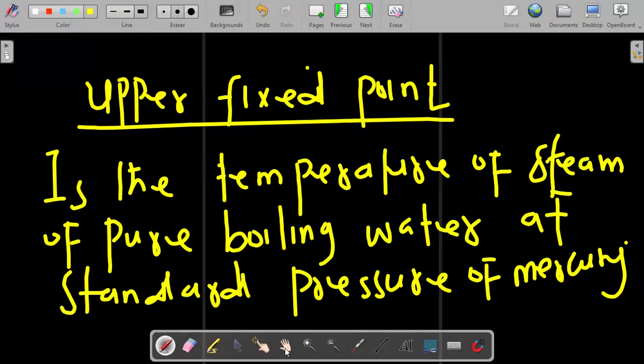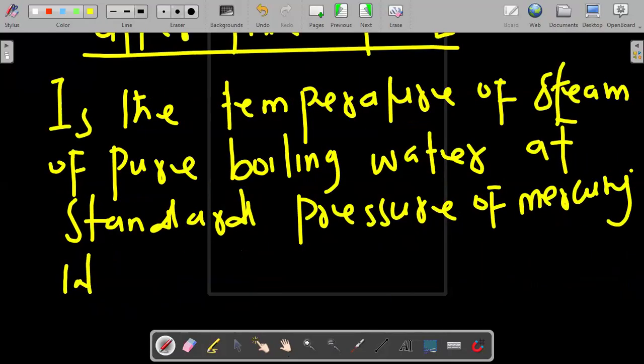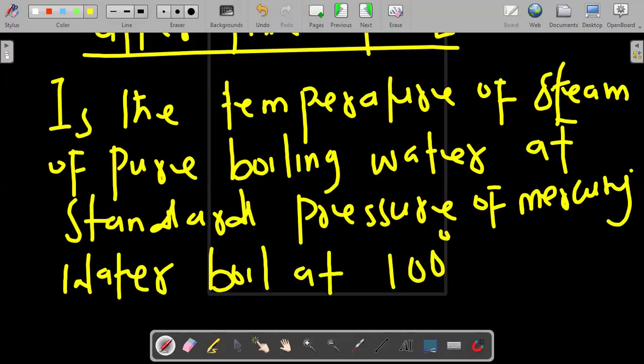So at what temperature does water boil? Water boils at 100 degrees Celsius. That is the temperature at which water boils. Then ice melts at 0 degrees Celsius.